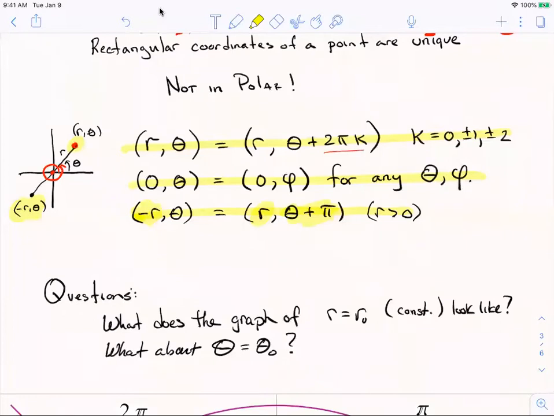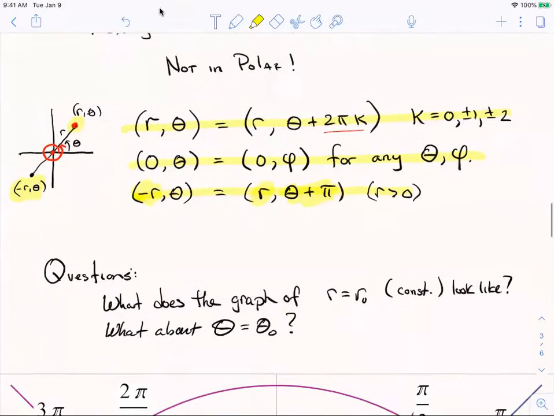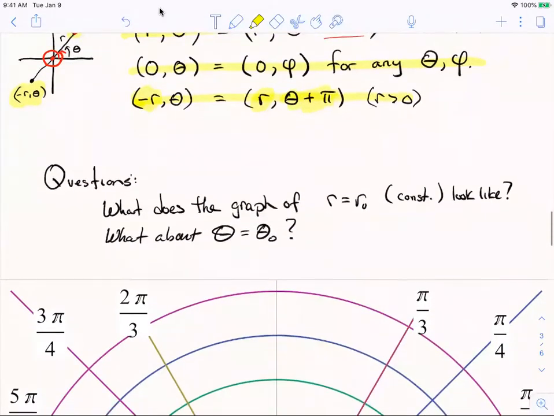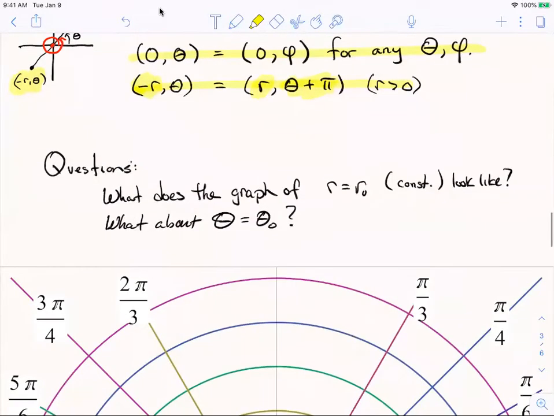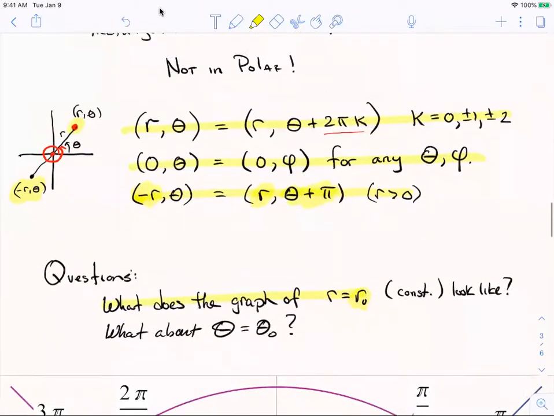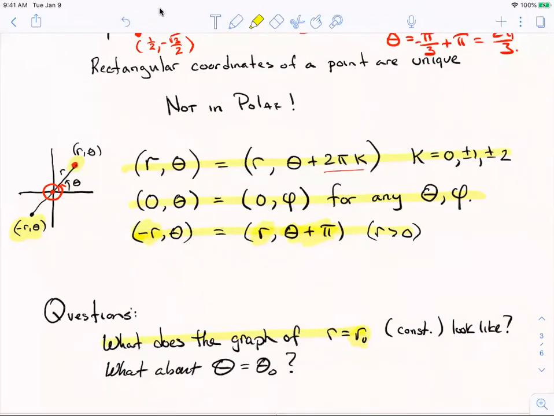Okay, so this video is getting a little long. Let's see if we can wrap it up with something that we can think about before we meet, and then we'll talk about functions. So here are some questions. If I pick a constant number, what would the graph look like if I just let r be that constant, but I allowed theta to take on any value? And conversely, what about setting theta equal to 0? So what I'm wondering about here, if you like, is what does polar graph paper look like?